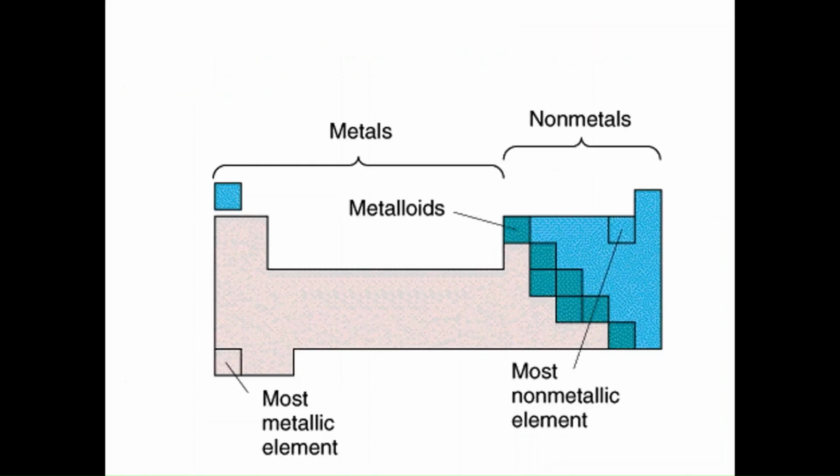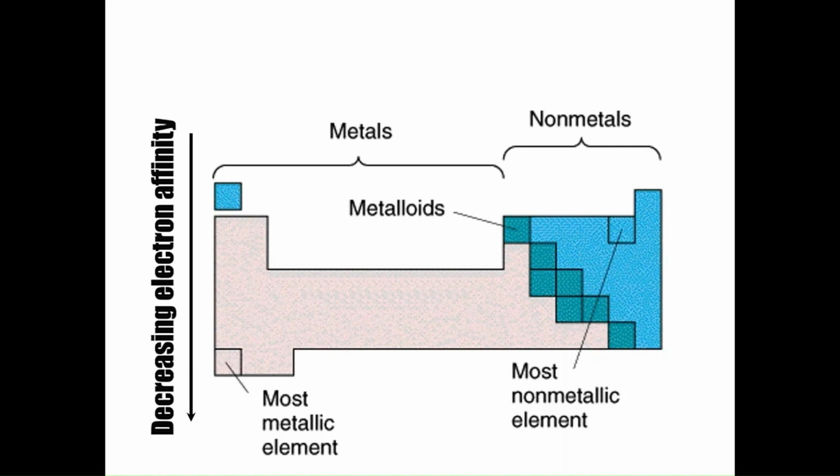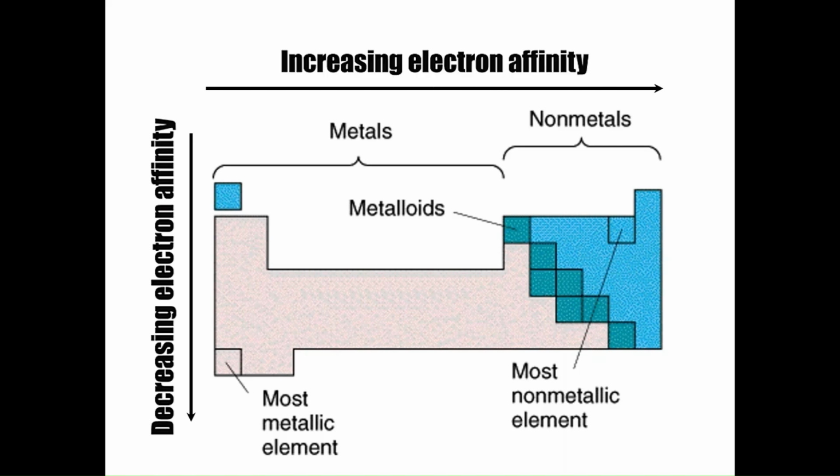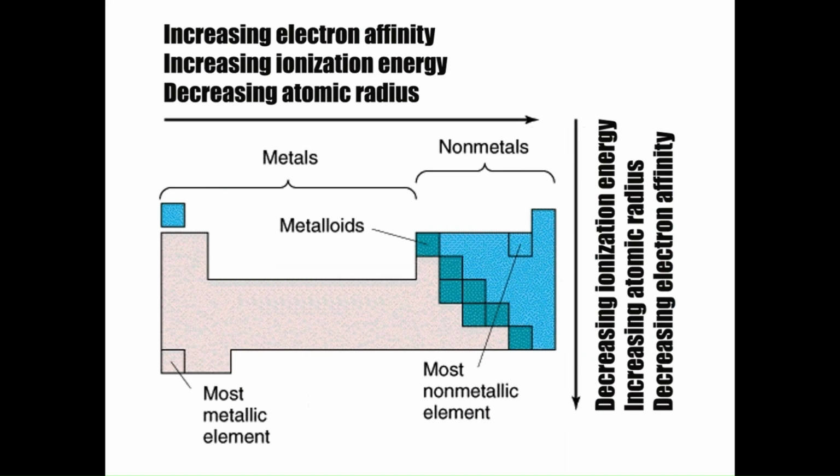So to review the electron affinity trends, as you go down a group on the periodic table, electron affinity decreases. But as you go across from left to right on the periodic table, electron affinity increases. Here we can see how these three periodic trends increase and decrease together along the periodic table. It's important to bear in mind that although one periodic trend may be decreasing while the other is increasing, they're doing so very likely for the same reason.